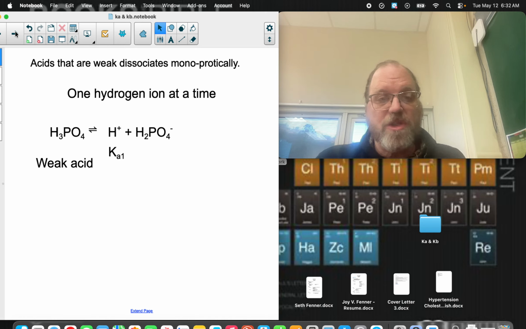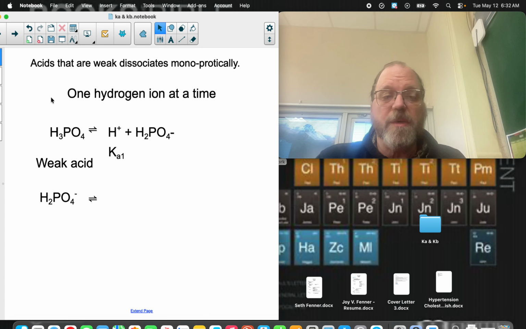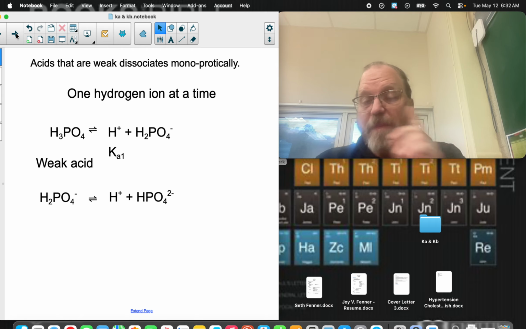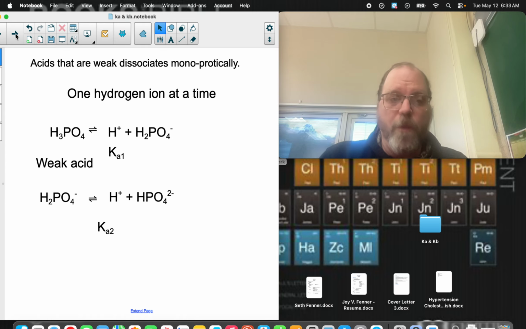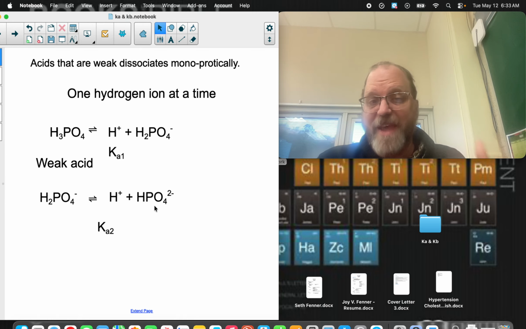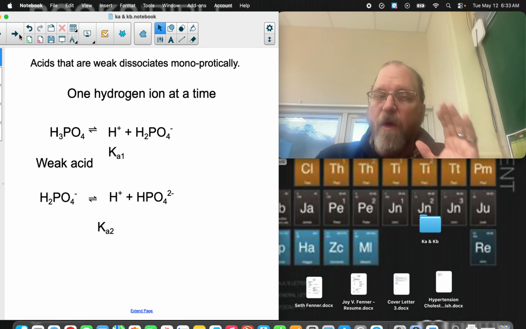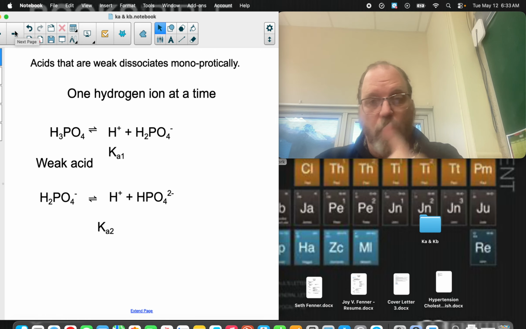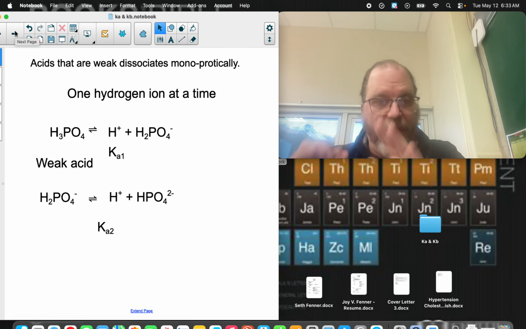Now this H2PO4 minus can also dissociate in equilibrium, and we just continue the process. It's going to be H plus and HPO4 2 minus. We're not going to worry about the fact that it's 4 minus 2 because the process has started. That's Ka2, and once we get that one, we can do a third one, Ka3, down to the phosphate ion. Hopefully that makes sense. We're only going to do Ka1s, and we're not going to move beyond that, but know that it does exist.